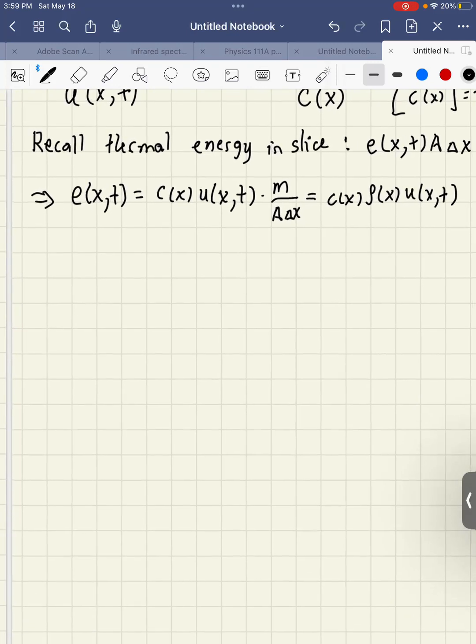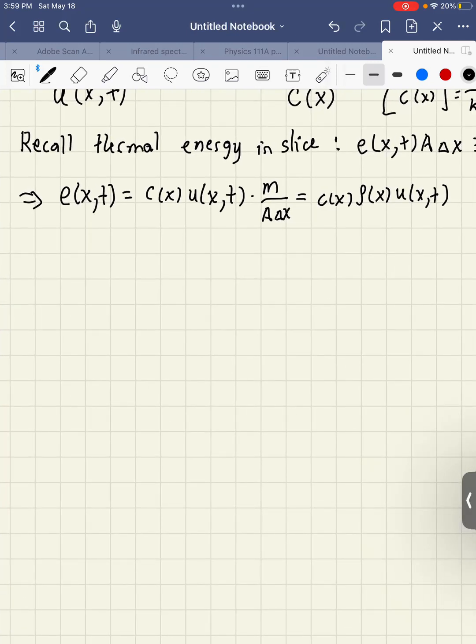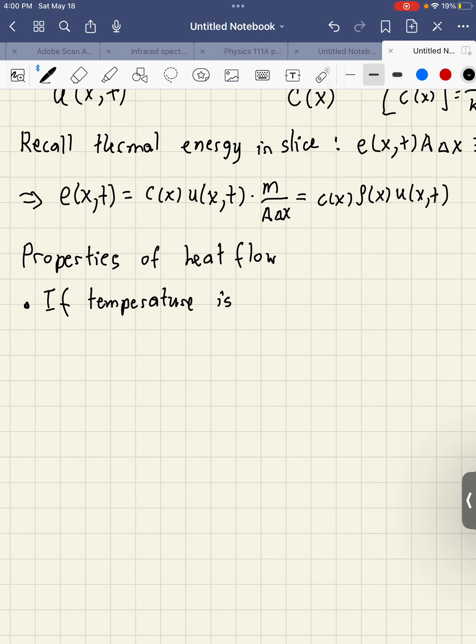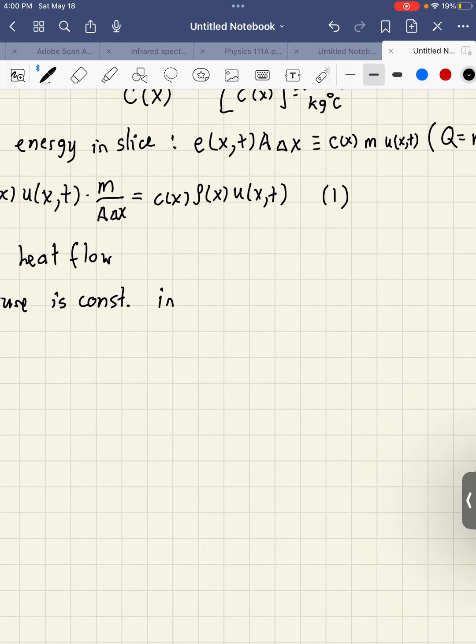Now, let's understand some properties of heat flow. Okay, so 1. If the temperature is constant in a region, then no heat energy is flowing.